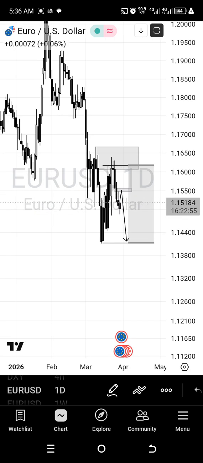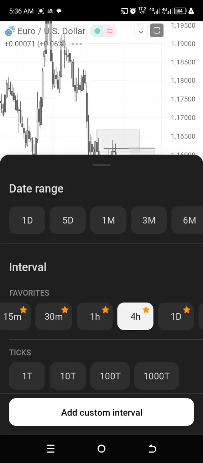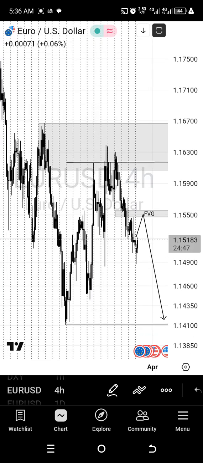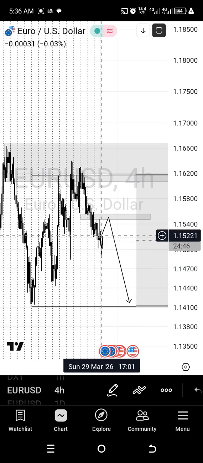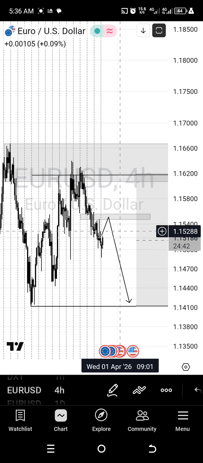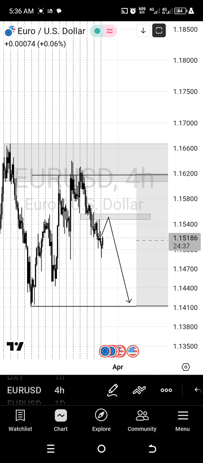So this is my thought process. I'm pretty much expecting the same thing on the 4-hour time frame. I want to see how the 4-hour time frame is going to react on this fair value gap when the daily has already given me a clean analysis, or a clean scenario, in which I'm expecting.